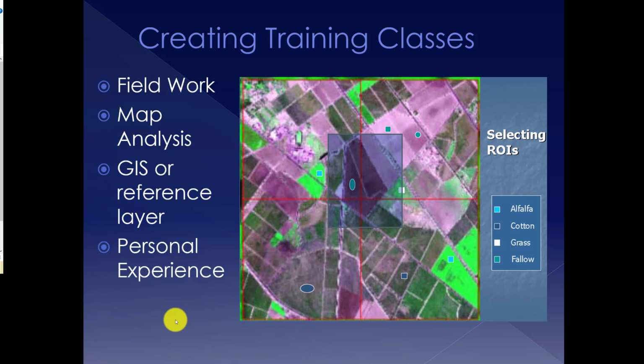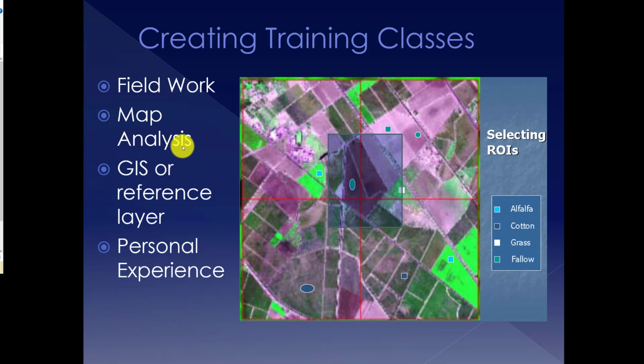All right. I am going to show you an example from Envy, and I'm going to show you an example that I worked on in the real world. So if we look at creating training classes, combining fieldwork, map analysis, GIS or reference layer, and personal experience, meaning you can actually get your boots on the ground and sample what these different types of fields are.